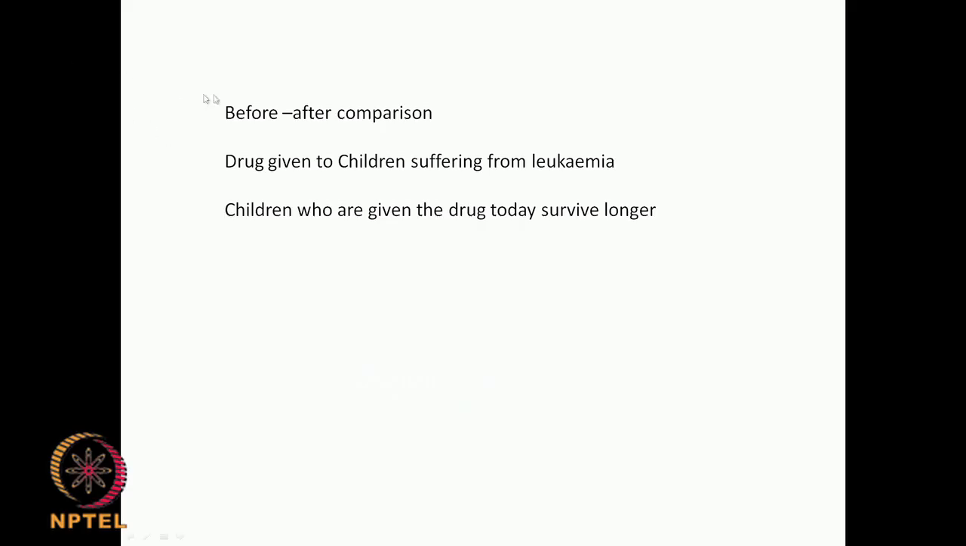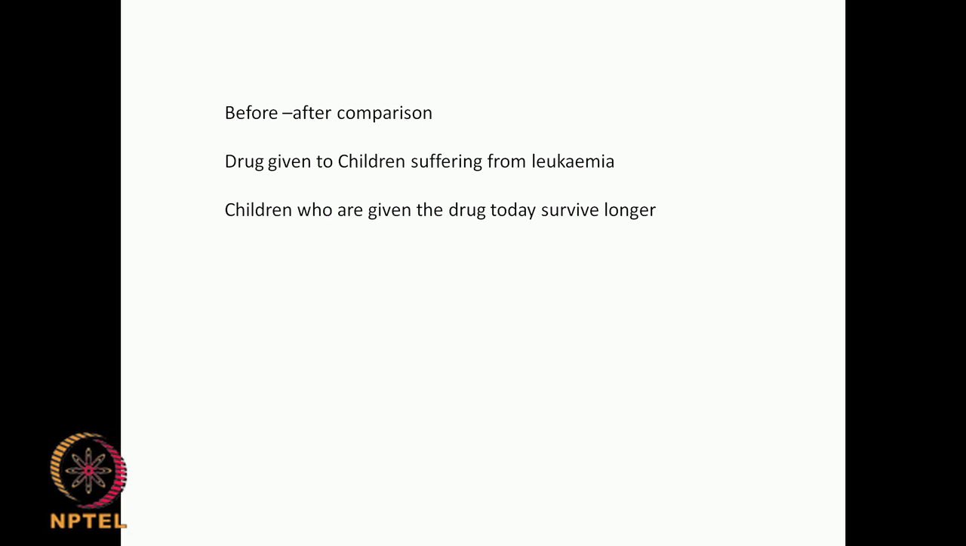So you get rid of all these variations, and the real change that happens is because of the drug. But still this is not enough, as the examples I am going to tell you show, it is much more complicated. There is something called before-after comparison.